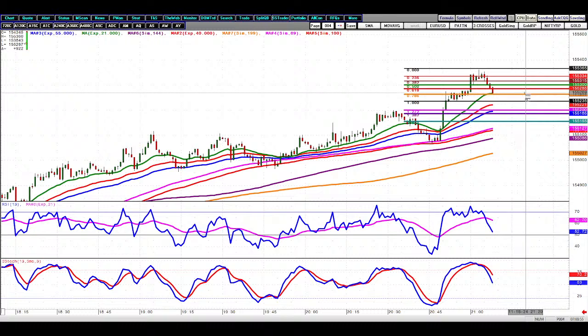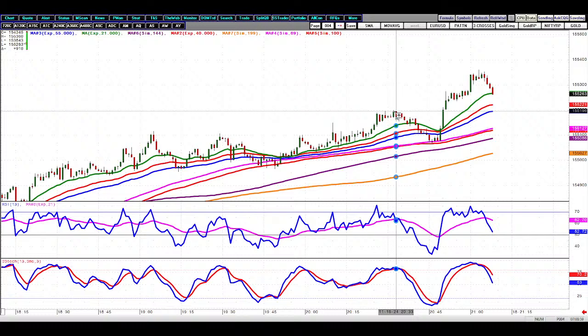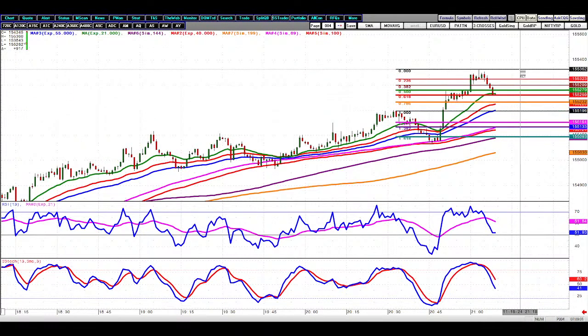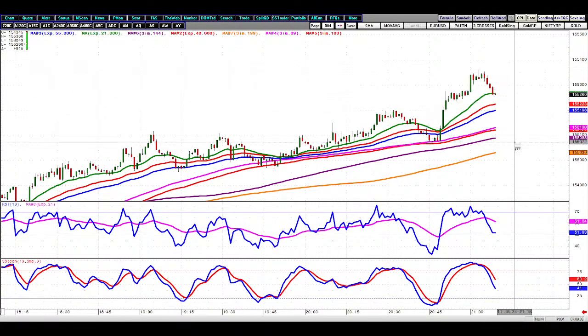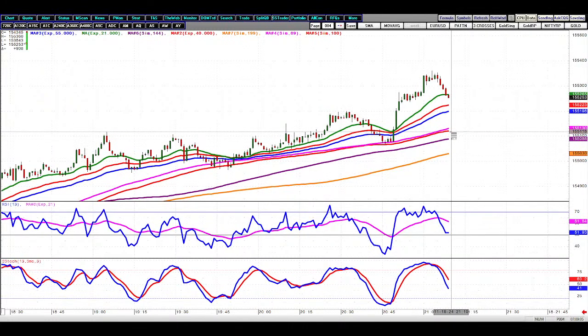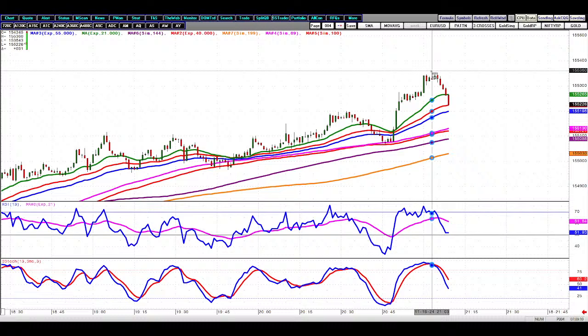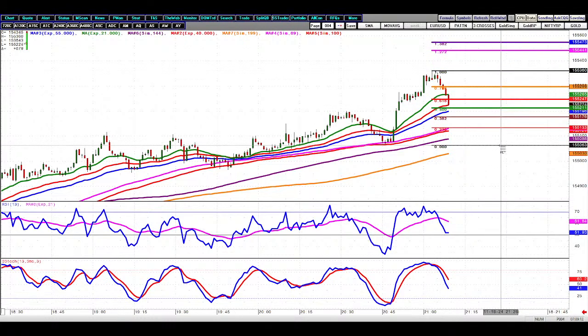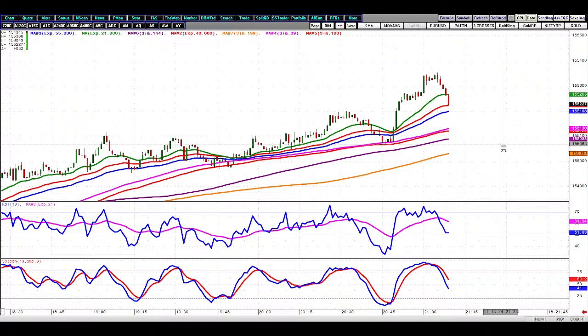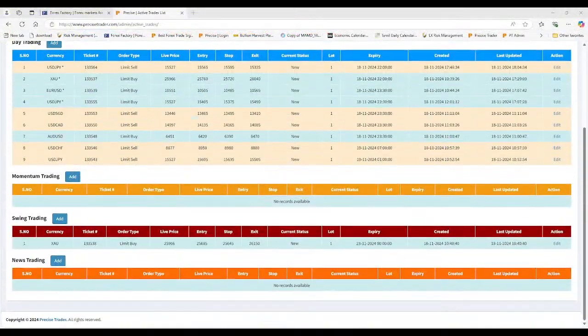So what we will do is we will try to buy at 155.15, and we exit at 155.50. So this is going to be a momentum trade.